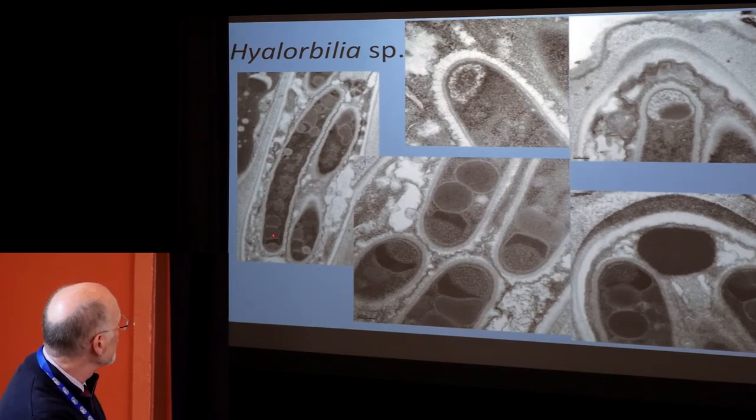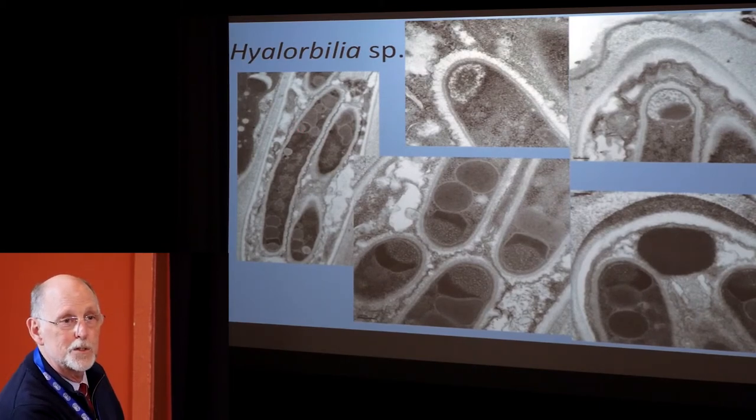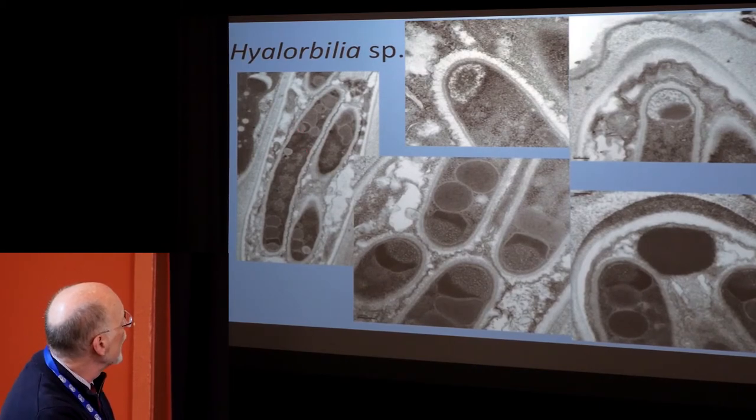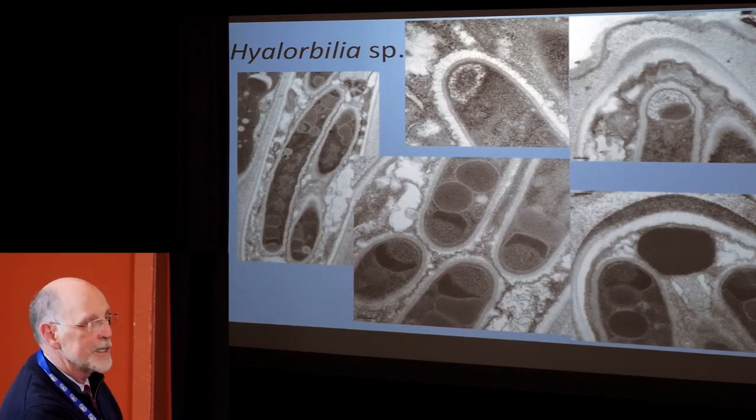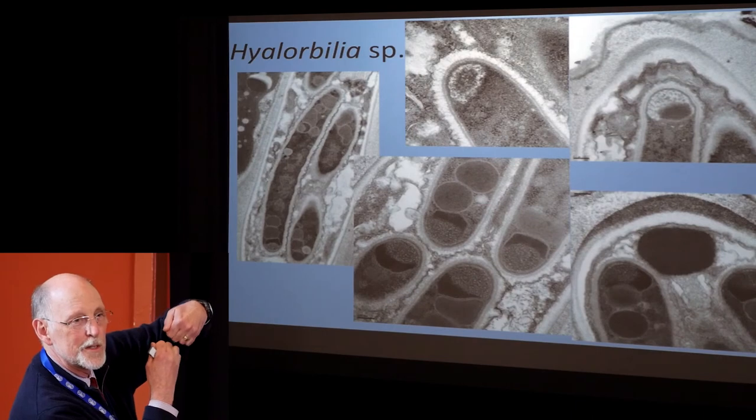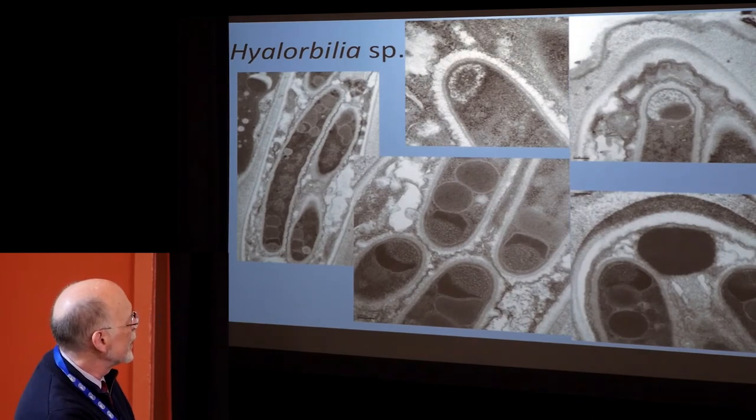Here's a mature spore, here's a spore body, and here's a spore body. So two spore bodies within this. The spore body is similar, but has some distinctive features. And here are two of them lined up, and these are spores that have opposing spore bodies.